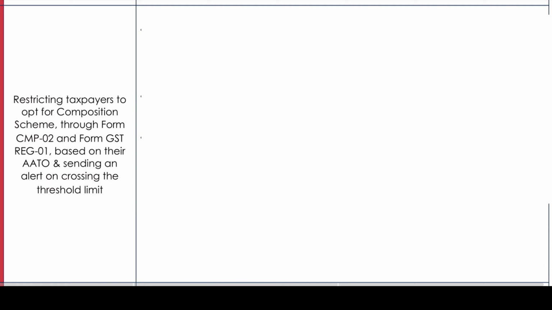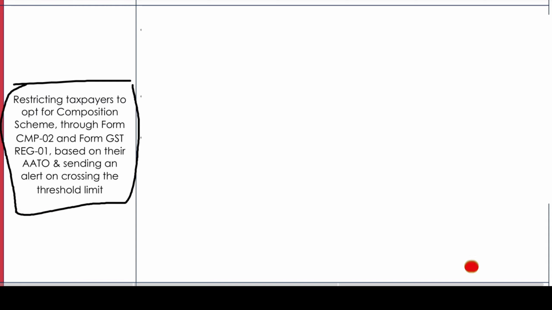And number 2, restricting taxpayers from opting for the composition scheme through form CMP-02 and form GST REG-1. That means while you are applying for registration with the same PAN which you have already utilized previously for some other business, and the turnover exceeded the limit of 1.5 crore, or 75 lakhs with respect to notified states, if you apply for another GST registration under the composition scheme, then a pop-up message will appear saying that you have exceeded the threshold limit for applying for the composition scheme.